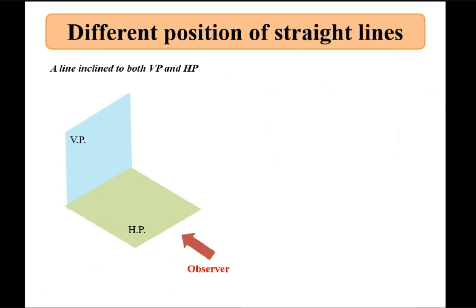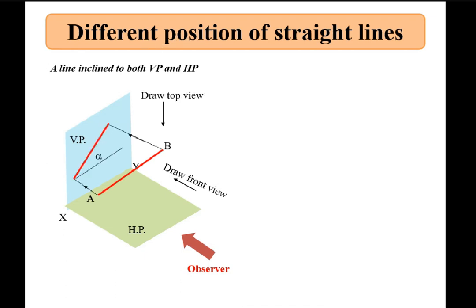So a straight line inclined to both VP and HP. Okay, let us see the case. This is your XY line. This is AB. You have to draw the front view and you have to draw the top view. Okay, so this is how you are going to get.